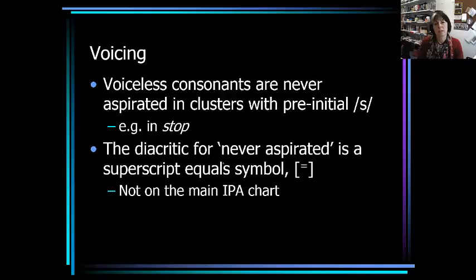There is a diacritic for never aspirated, and it's a small equals mark. It looks like this. It's not on the main IPA chart. Generally speaking, if something's aspirated, we just don't bother putting a symbol there, and you don't have to, but if you want to absolutely make the point that this cannot be aspirated, then you can use this diacritic. This is one that I've seen particularly used in speech and language therapy, where it might be more helpful to indicate that something is not being aspirated, but we will include it in these transcriptions where relevant.